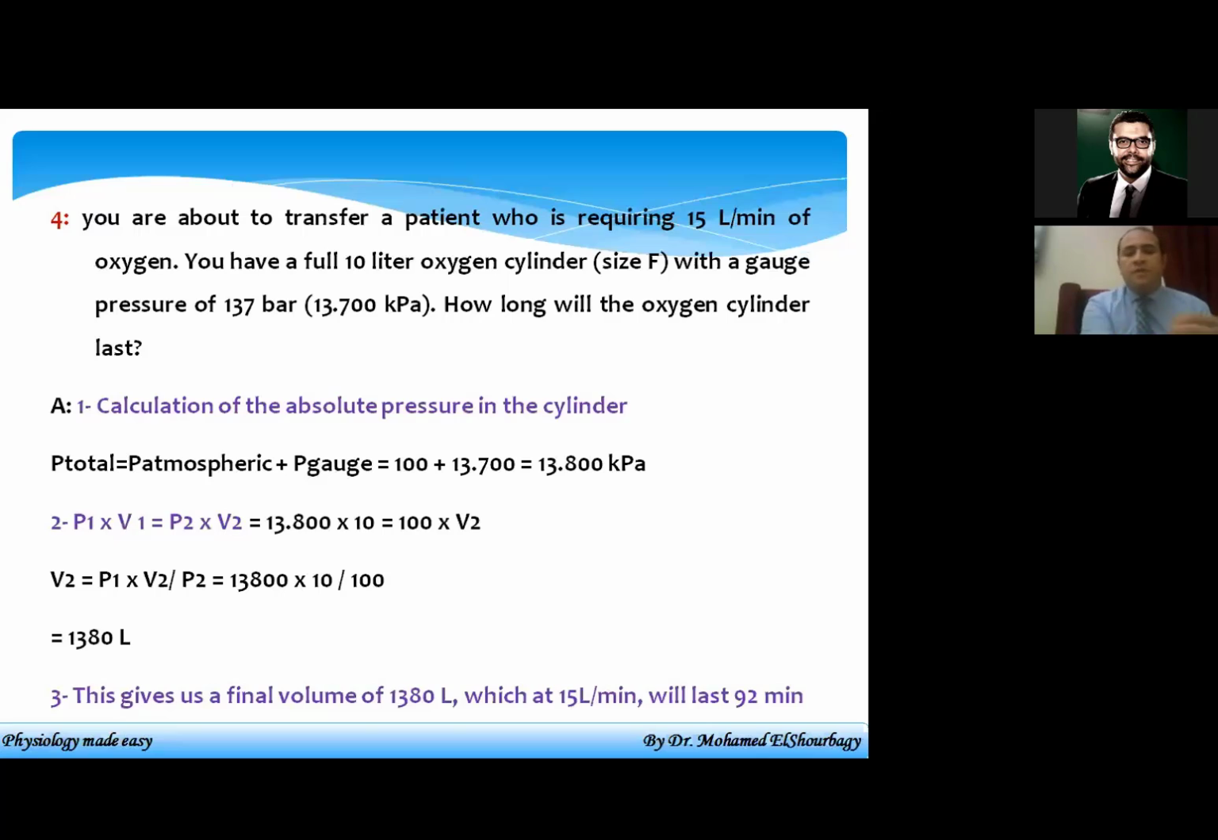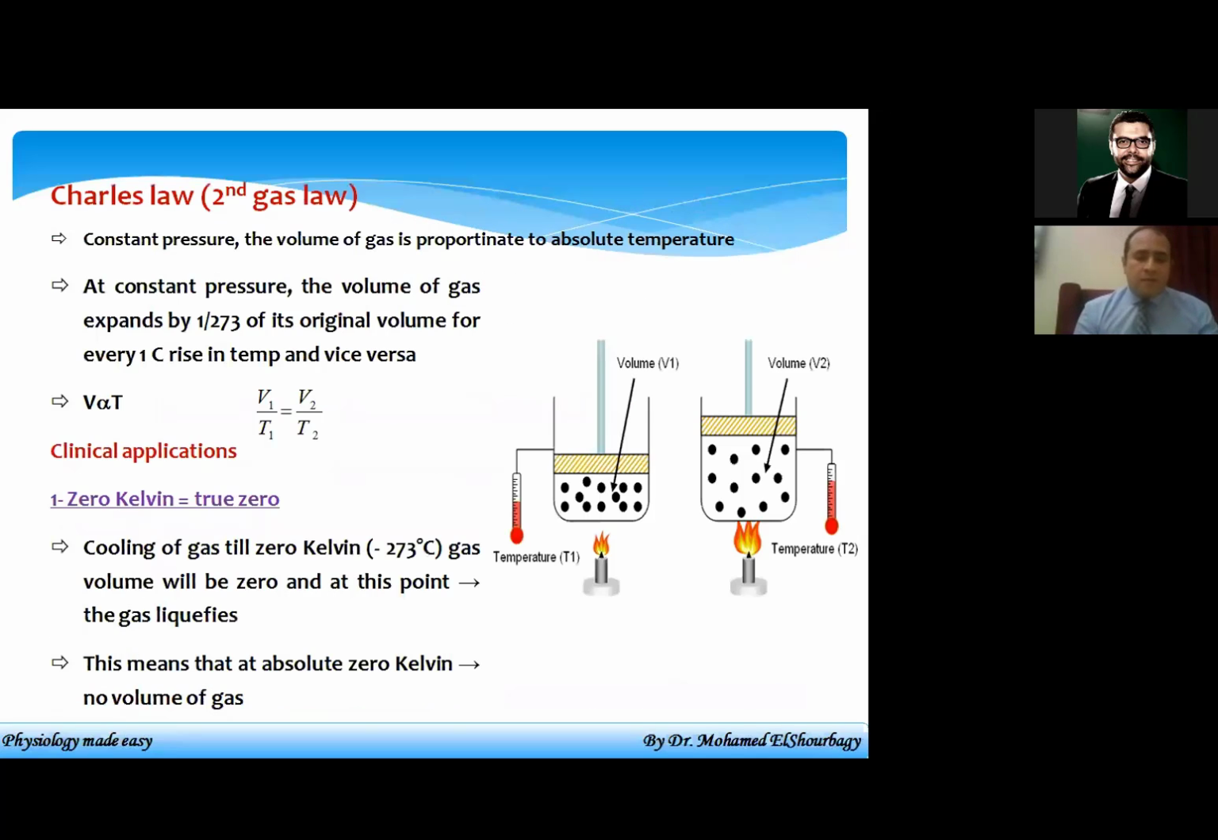This is an important example. Let's move to Charles' law, or second gas law. Remember, Charles' law, convection, Kelvin. At constant pressure, the volume of gas is proportional to absolute temperature. At constant pressure, the volume of gas expands by 1 over 273 of its original volume for every 1 degree rise in temperature, and vice versa.